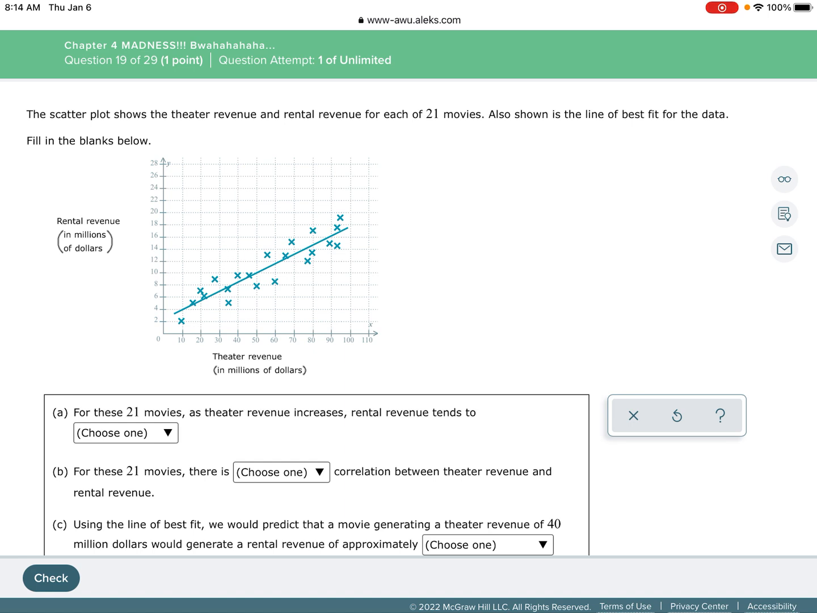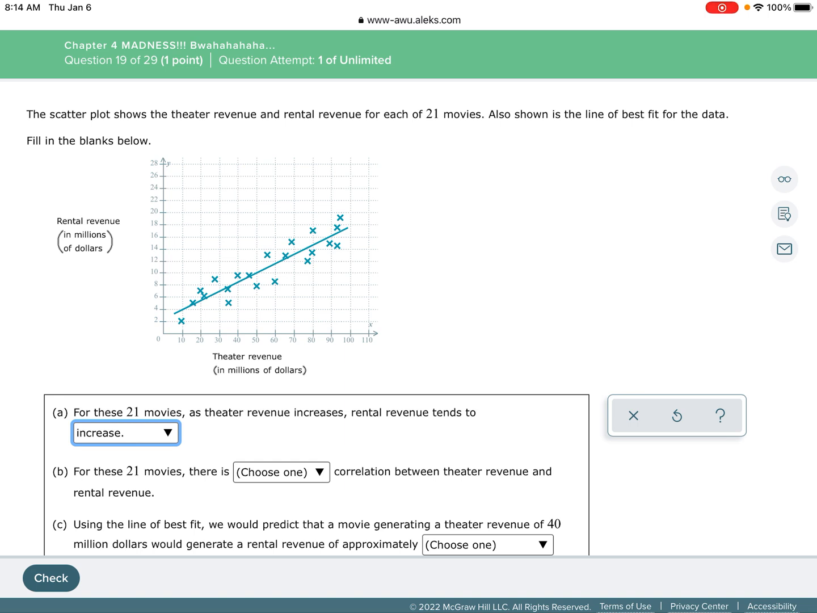The first one says, for these 21 movies, as theater revenue increases, so as your X gets larger, because your theater revenue is X and your rental is Y, rental revenue tends to, well, look at it. If you look at the line, as you go from left to right and your X gets bigger, your Y also gets bigger. So that would mean that the rental revenue is increasing. It's getting larger. You have a positive slope.